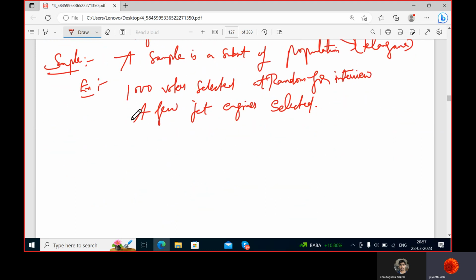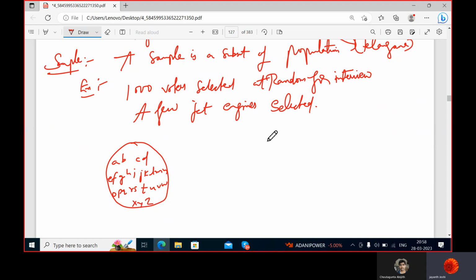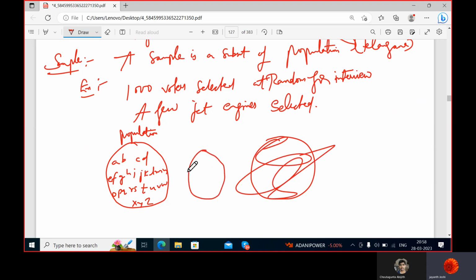If I take some population and write the letters A, B, C, D, E, F, G, H, I, J, K, L, M, N, O, P, Q, R, S, T, U, V, W, X, Y, Z, that shows all the alphabet of English. And if I take a small circle to represent a sample, say just BC out of the first row and then GI and NORUY, it's a sample.